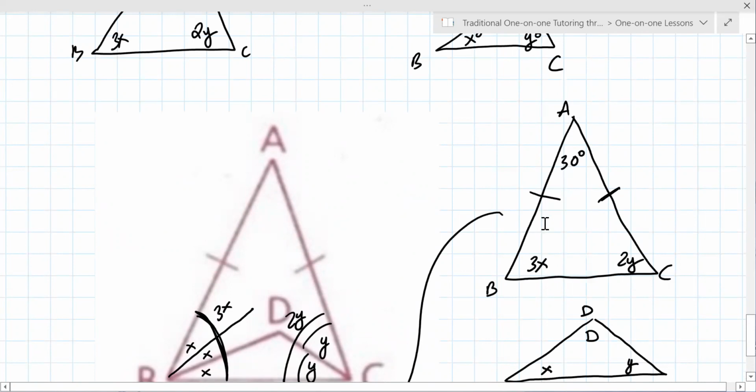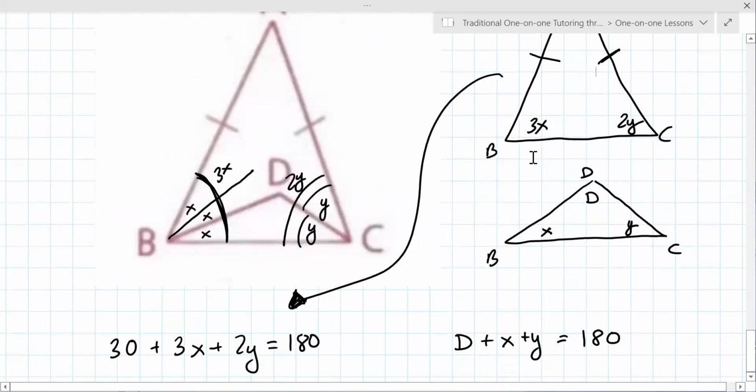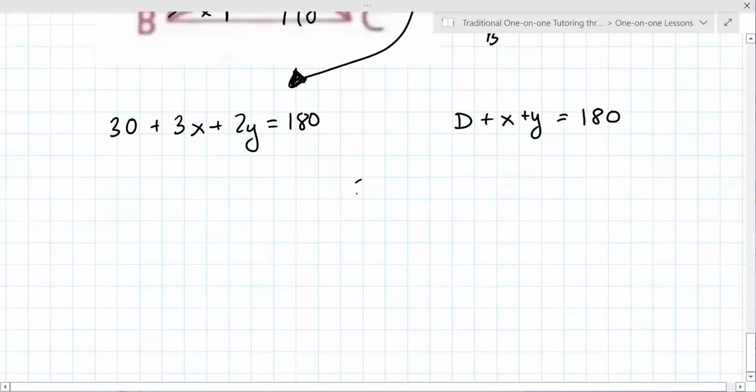What kind of triangle is this if the two sides are congruent? Isosceles. And if the sides are congruent, what do you know about the base angles in an isosceles? Also congruent. Yeah, so that means that 3X equals 2Y. So that's our third equation, 3X equals 2Y.